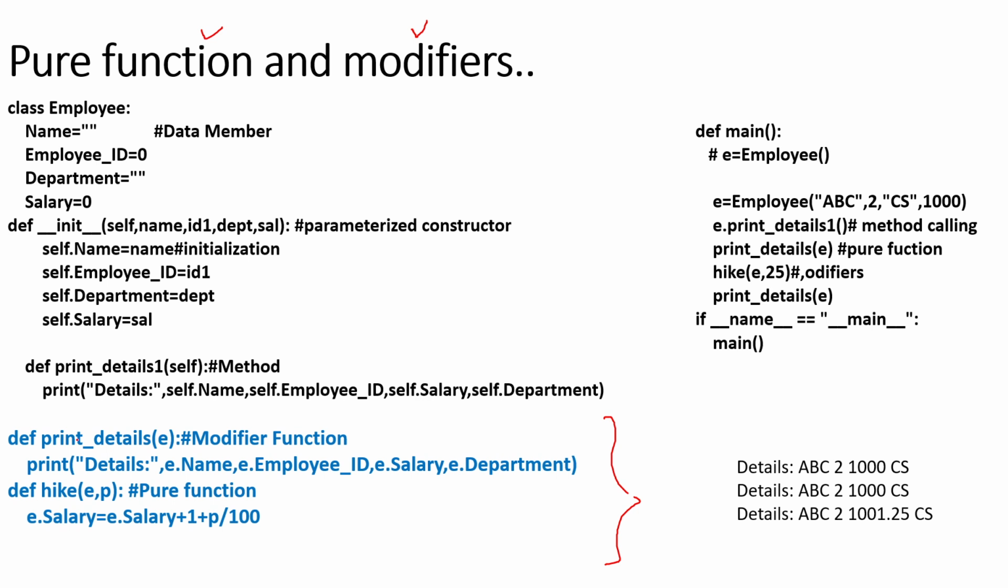This is a function. I'm going to pass e. I'm retrieving the values here: e dot name, e dot salary, e dot id, e dot department. There is no question of modification. It doesn't do any modification. So these functions are called pure functions.